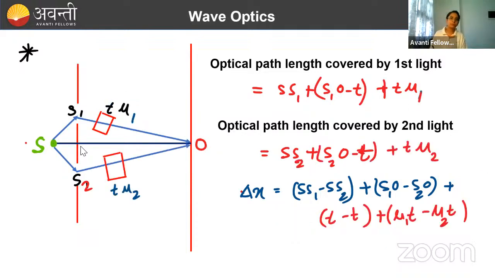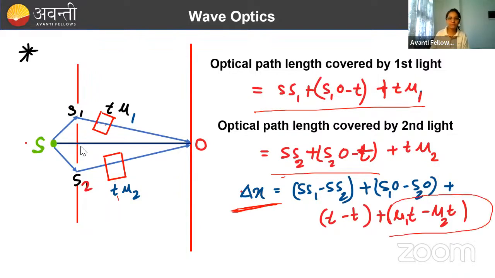Then what if a slab is in the path of both the lights? We will simply find the optical length for both and calculate the path difference, which comes out like this. If mu1 t is greater than mu2 t, that is, if mu1 is greater than mu2, the central maxima will shift up. If mu1 is less than mu2, the central maxima will shift down. So that is going to happen.